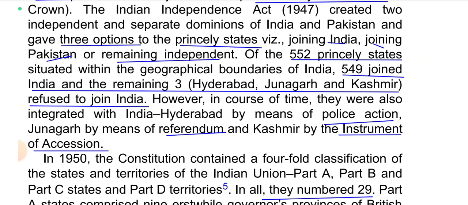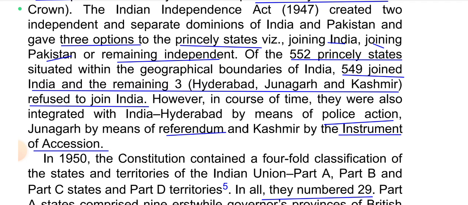Of the 552 princely states situated within the geographical boundaries of India, 549 joined India and the remaining three, Hyderabad, Junagadh and Kashmir, refused to join India. However, in course of time, they were also integrated with India: Hyderabad by means of police action, Junagadh by means of referendum and Kashmir by the instrument of accession.